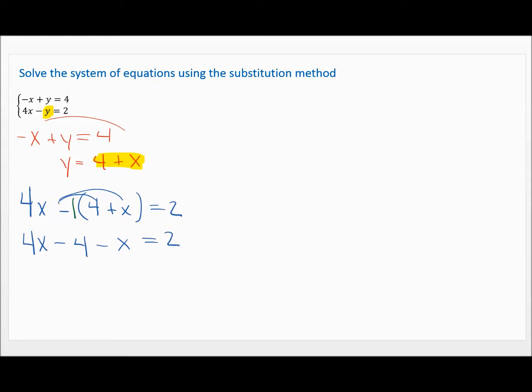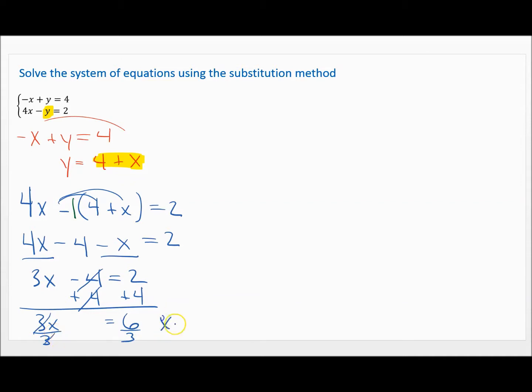Next step is like terms. So this 4x minus 1x is 3x minus 4 equals 2. Remember, you're solving for x, so we're going to add 4 to both sides to isolate that x on one side. That leaves me with 3x on the left. The 4's cancel, 6 on the right. Now I divide by 3, and that gives me x is equal to 2.